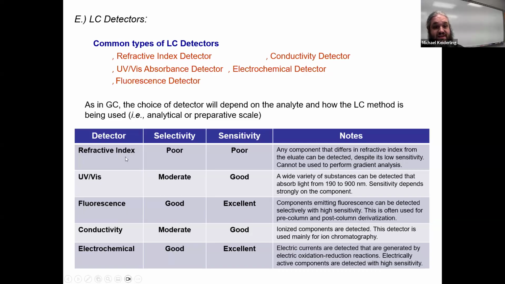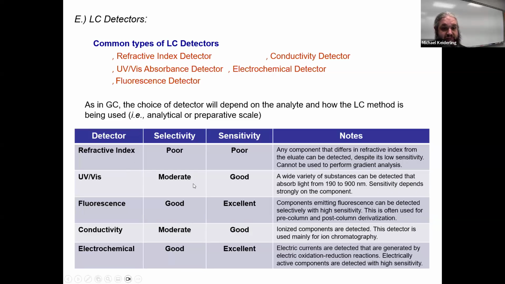So a refractive index detector has poor selectivity and relatively poor sensitivity, but it can be used for any component that differs in refractive index from the eluent. And despite its low sensitivity, but it can't be used to perform a gradient analysis because you can't change the mobile phase.